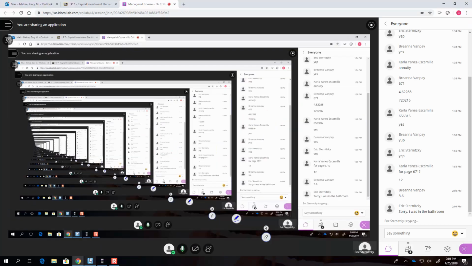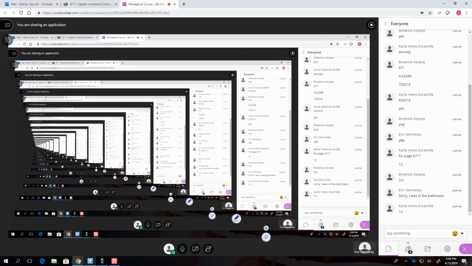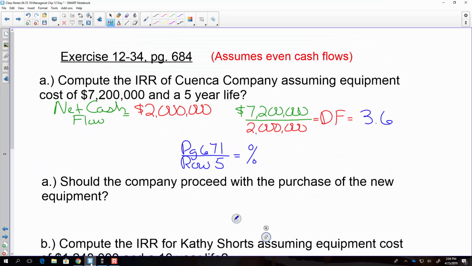I was just asking, Carla, what percent, since you were not there, Eric? 12, yeah. 12 is the closest to 3.6 using our table here. 12% is what I'm looking for, and that 12% is the internal rate of return.